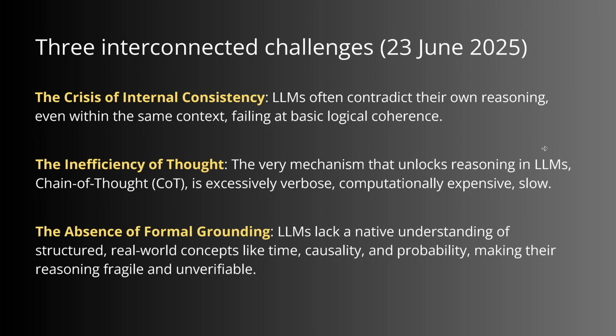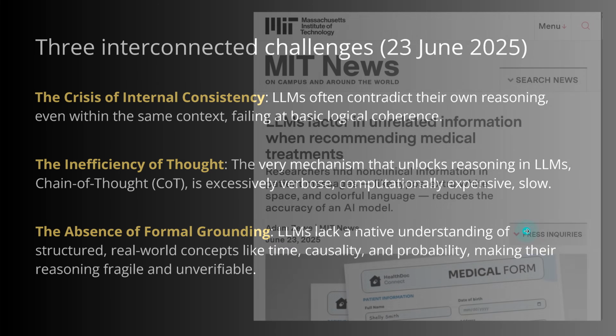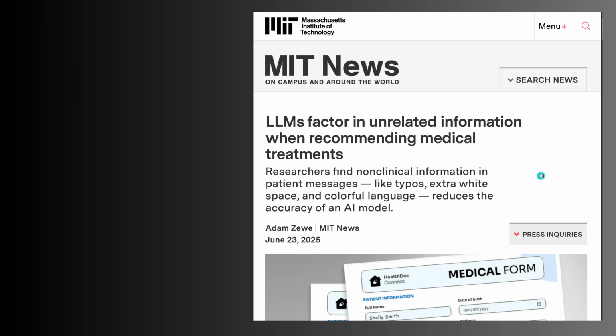And then, and this is really now something, the absence here of a formal grounding of the information. And you might ask, why is this the case? Because simply our language models lack a native understanding of structured real-world concepts like time, causality, probability, making here their reasoning fragile and unverifiable, because we just have a next token probability distribution prediction, but not a general understanding like a real complex world model.